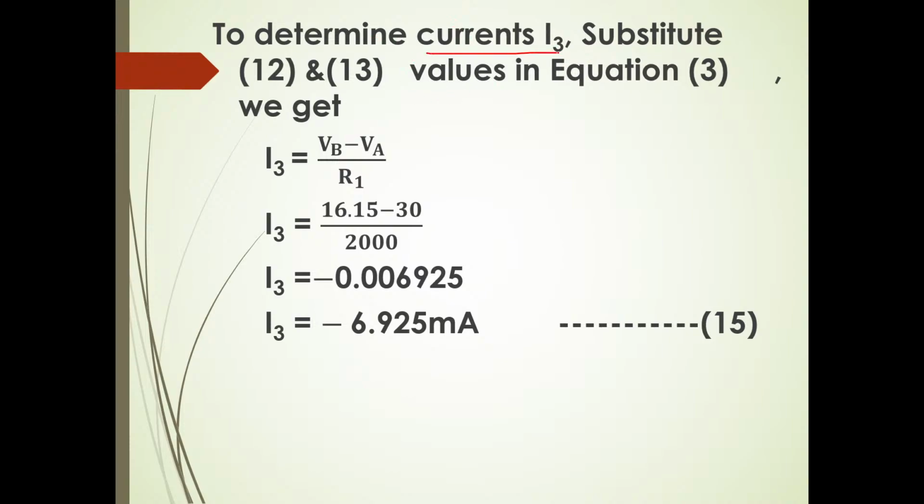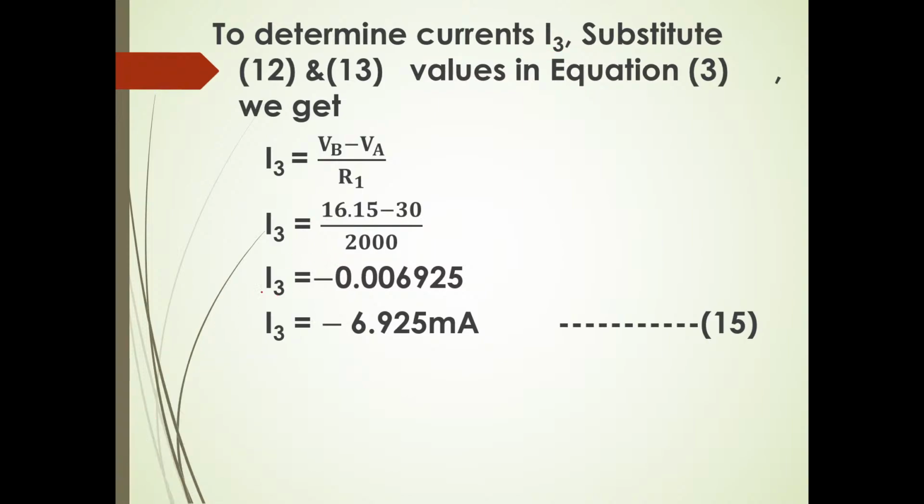determine current I3. What is our current I3? It is our equation 3. So what is the current 3 equation? VB minus VA by R1. What is VB? That is 16.15 and VA is 30. So VB, 16.15, minus 30 by R1, what is R1? 2000. You just solve it.